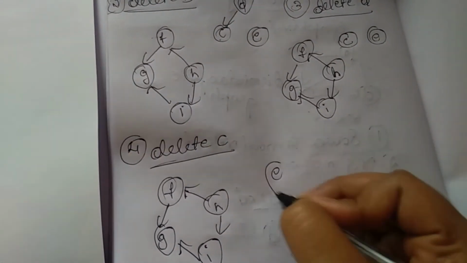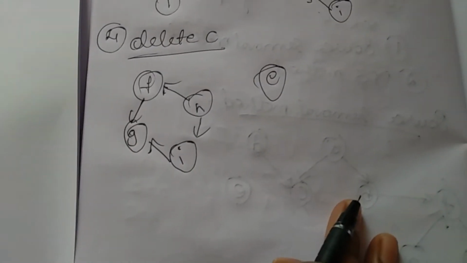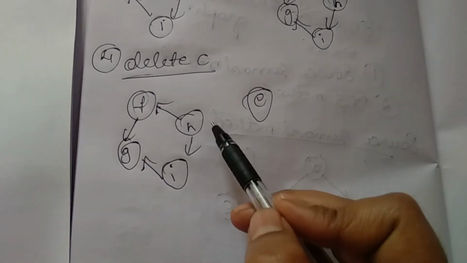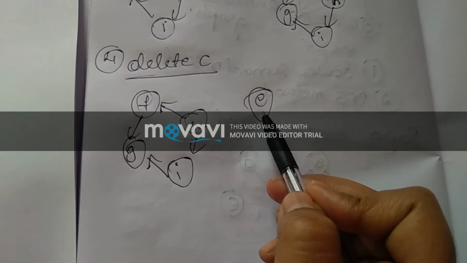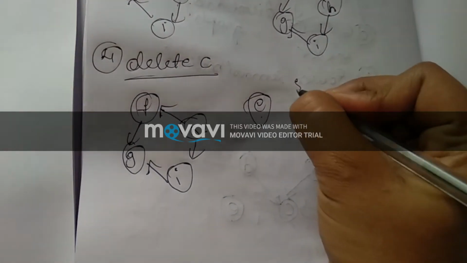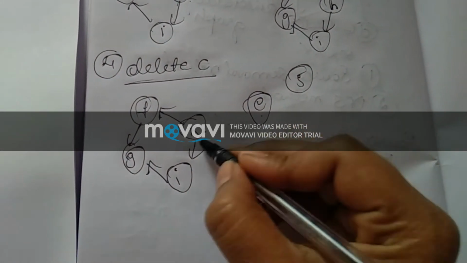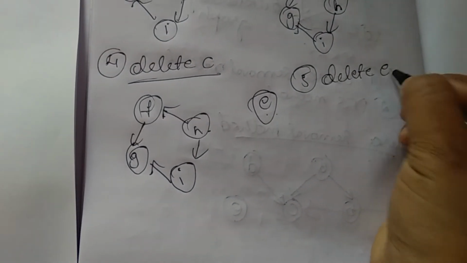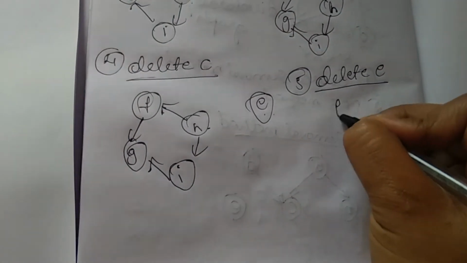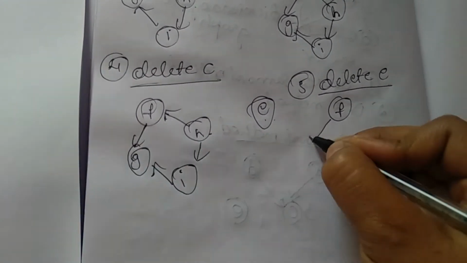Then this E will remain as it is. Okay, now here H is not having any incoming edge and E is not having any incoming edge. So which one do you have to delete? Among these two, first E will come. So delete E. If I delete E, which graph will I get?